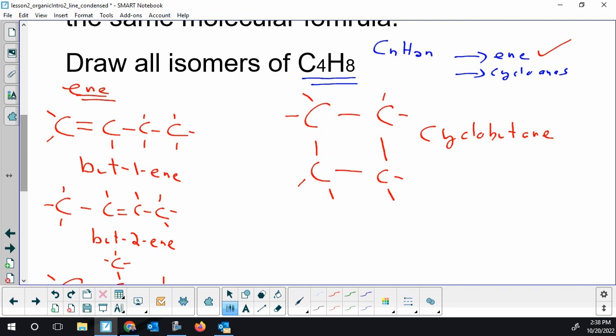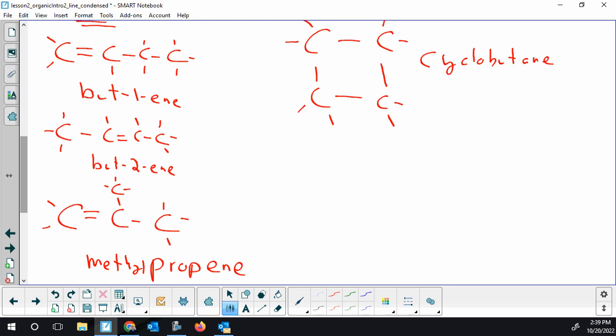Cyclobutane. Okay, notice there's no more enes anymore. We left that family. And there's no other 4-membered rings I could do, so I'm going to try a 3-membered ring. 1, 2, 3. Cyclopropane. I have a 4th carbon, and I can stick in a 4th carbon. 1, 2, 3, 4, 5, 6, 7, 8. Good. C4H8.